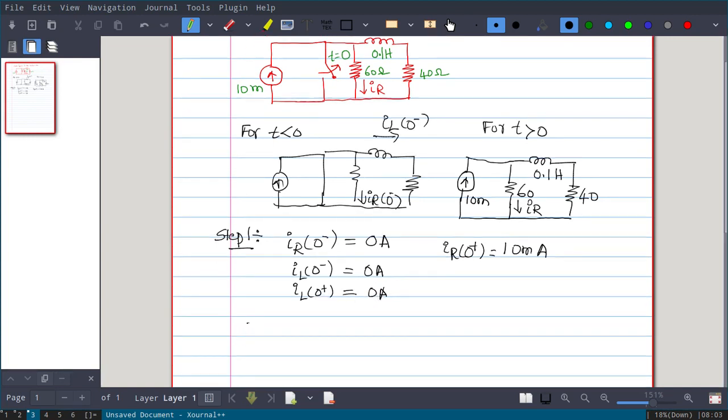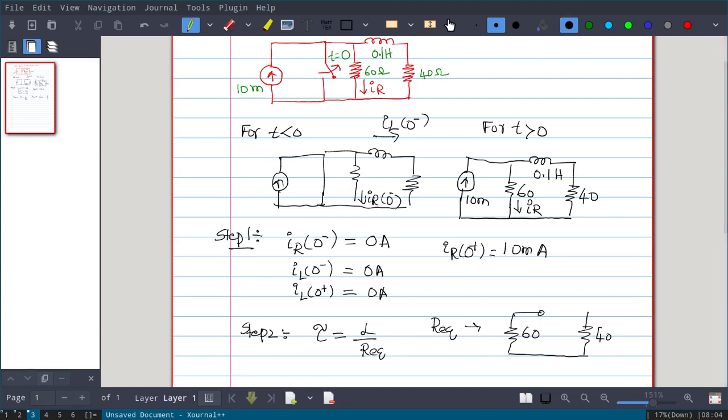Okay, step 2, we have to calculate tau now. Tau in this case is L divided by R equivalent. So we have to calculate R equivalent because we have two resistors. What is the procedure for finding R equivalent? First, deactivate the independent source. How to deactivate a current source? Make it open. Next, this resistance and this resistance appear across this inductor.